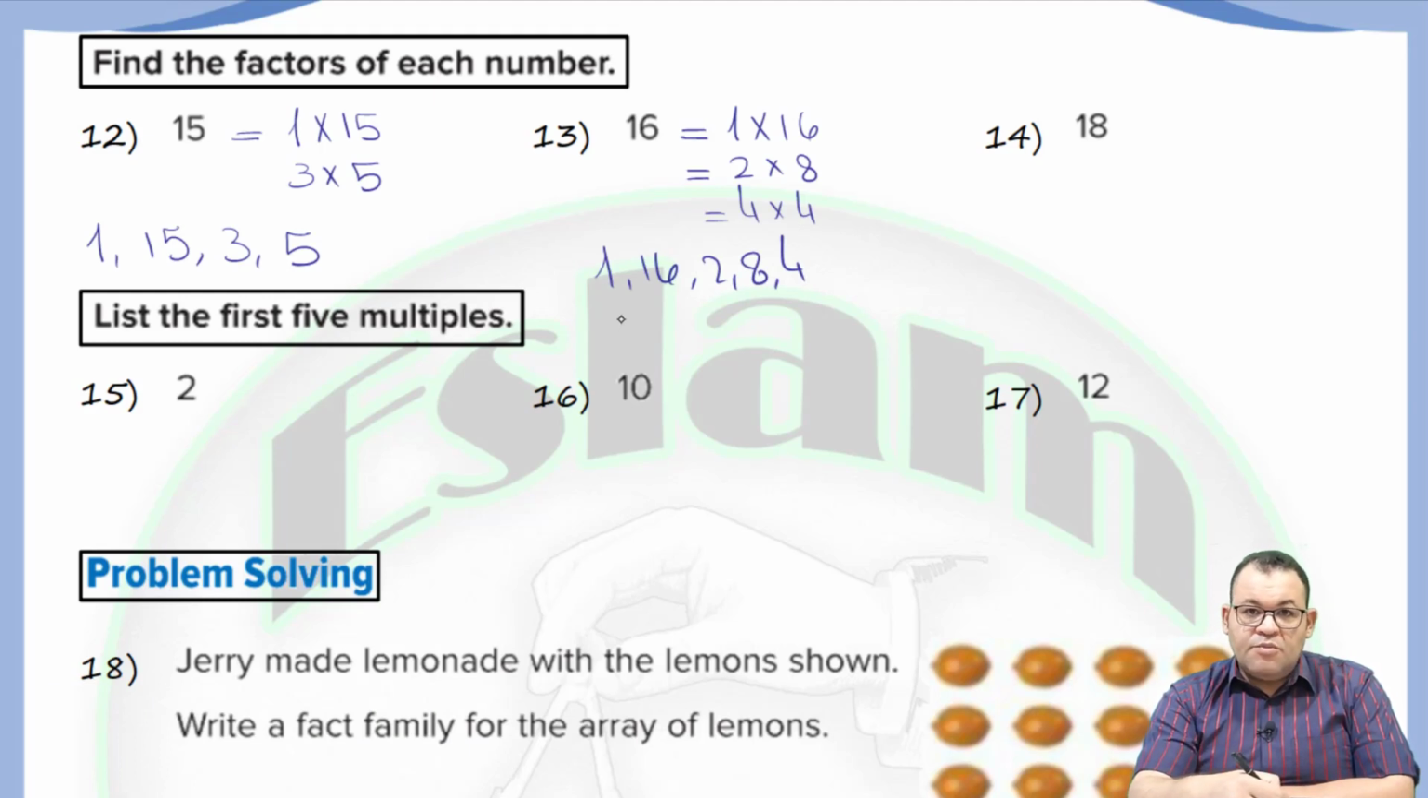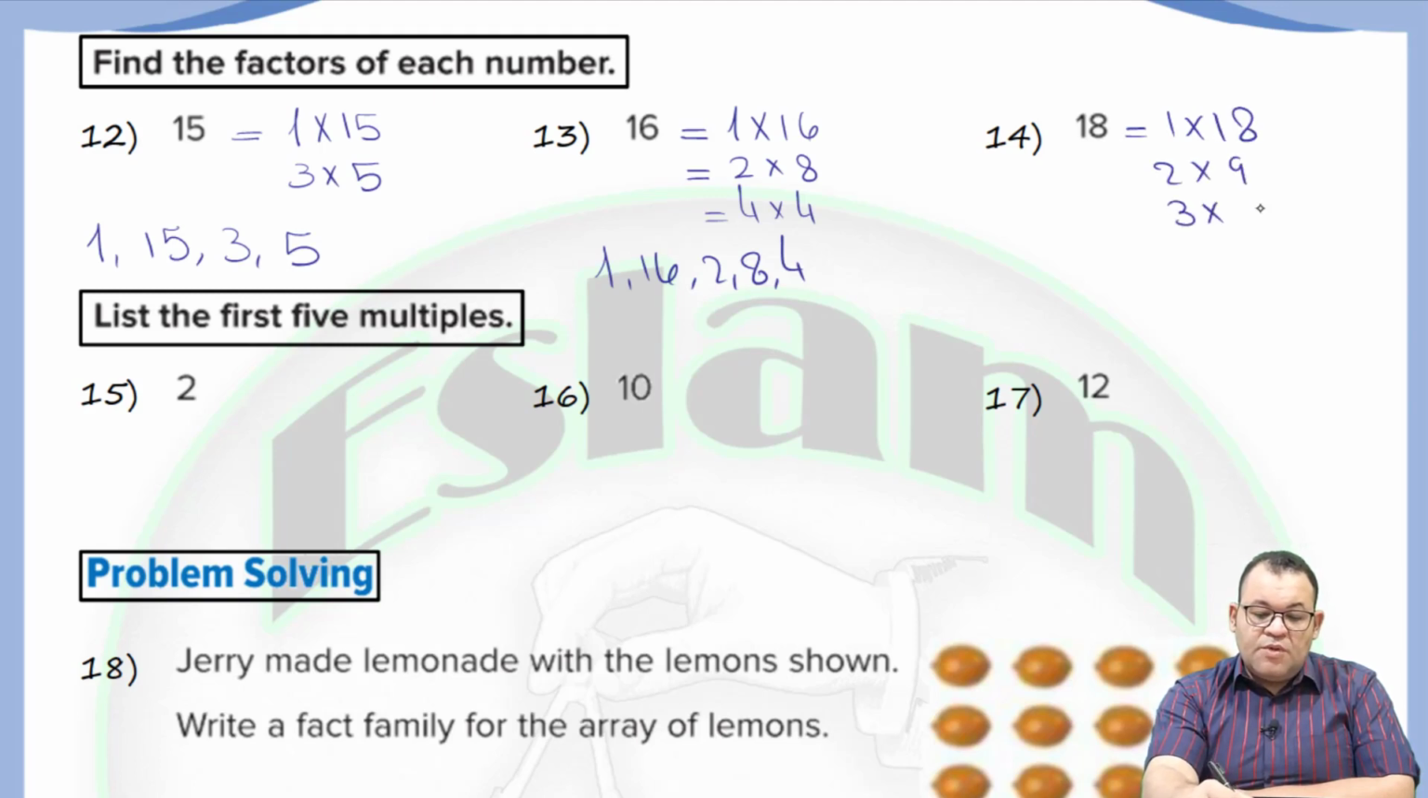The same for question number 14. We need to find the factors of 18. So it will be 1 multiplied by 18. And 2 multiplied by 9. 3 multiplied by 6. So the factors of 18 are 1, 18, 2, 9, 3, and 6.